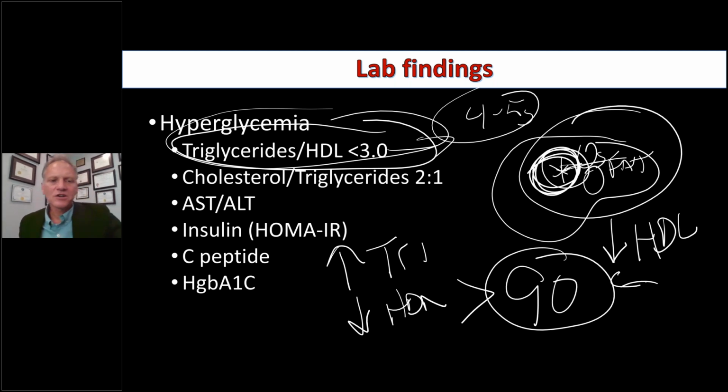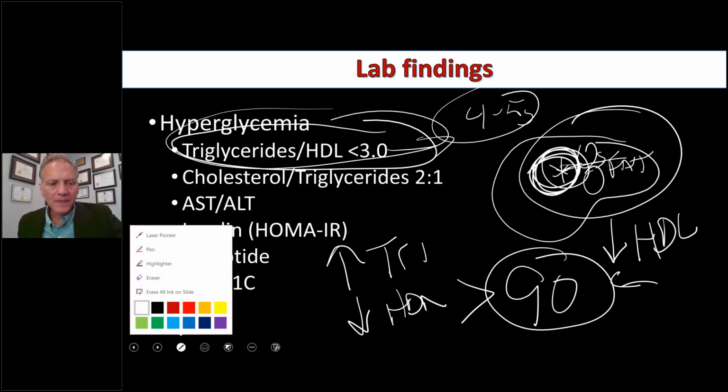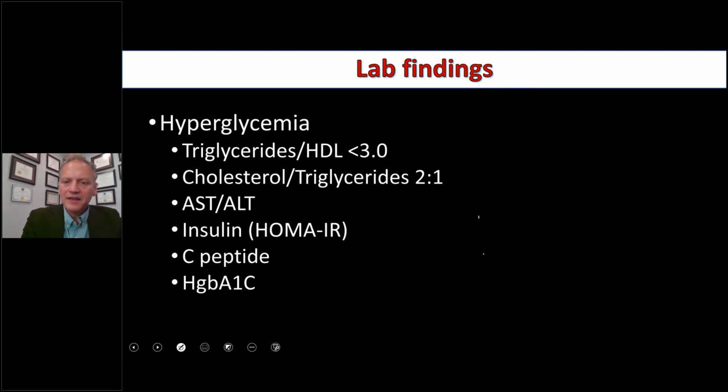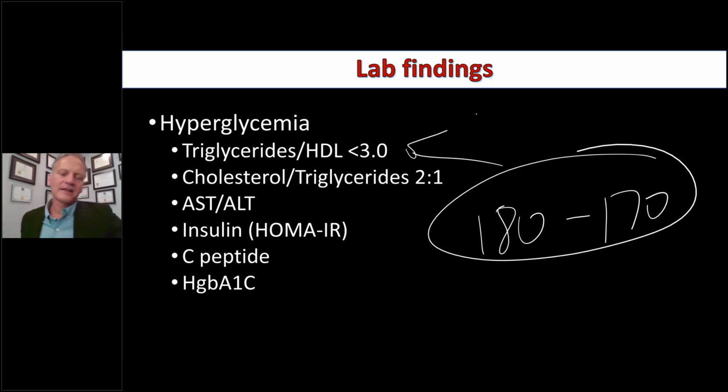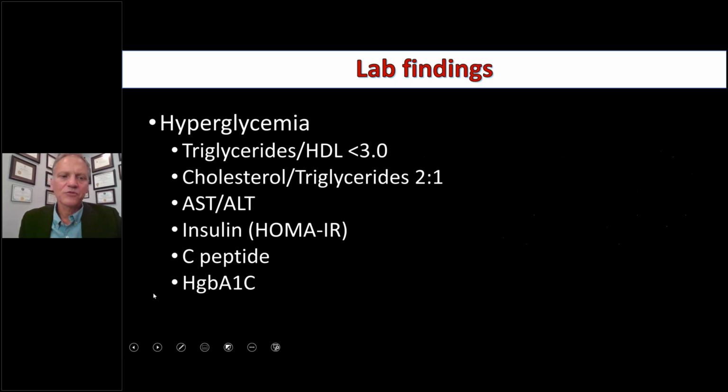Cholesterol to HDL ratio should be 2 to 1. So if somebody has, let's say, cholesterol at 180 and they have triglycerides at 170, that's also a good indicator. It's not as strong as the triglyceride to HDL ratio, but it still is important. If your enzymes, we'll talk about that in a little bit. HOMA-IR score. If somebody has the history and the physical exam that shows insulin resistance, then I am going to order a fasting insulin along with the fasting glucose.